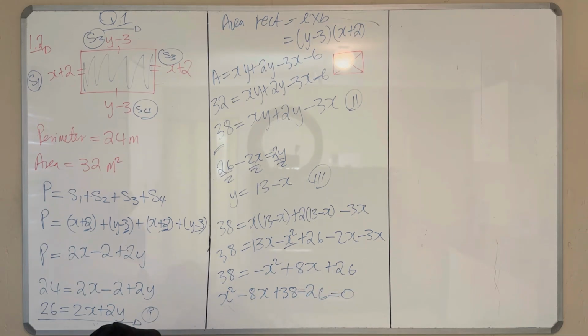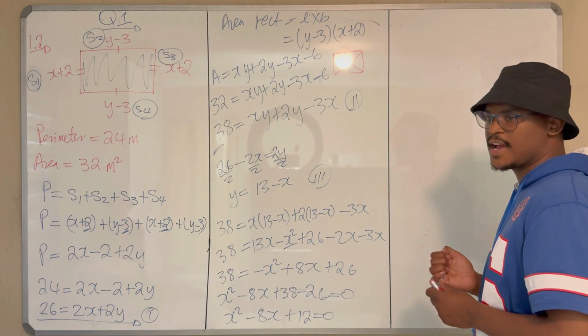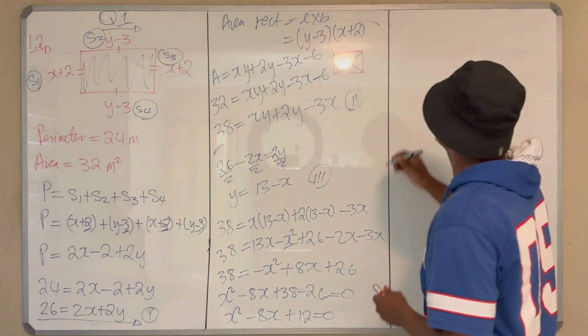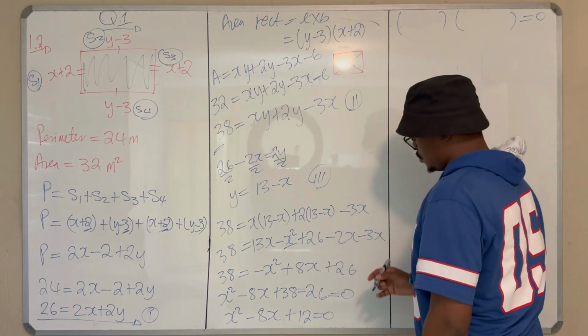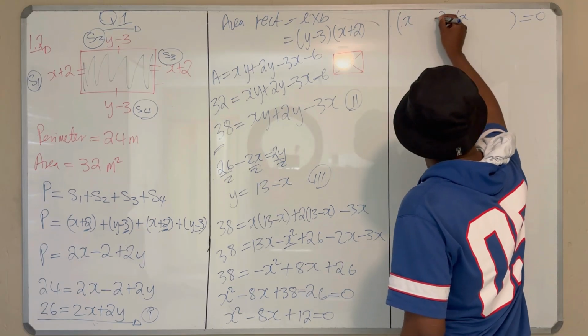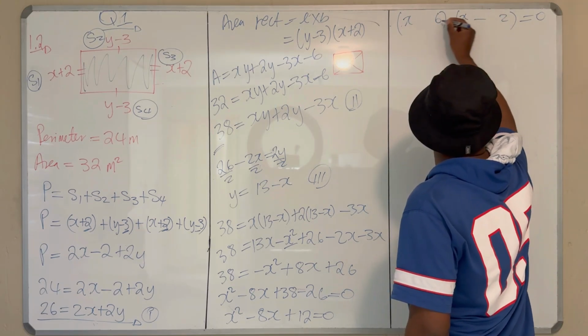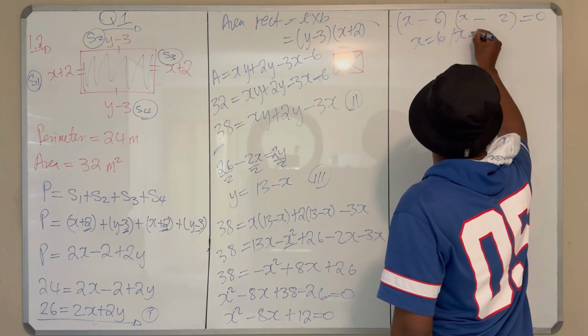In that case, if you simplify this further, you get x squared minus 8x plus 12 equals 0. Then from there, just factorize or use your quadratics. If you factorize it, you can say we have x here and x there. We have a 6, we have a 2, we have a minus, we have a minus. So your x equals 6 or your x equals 2.